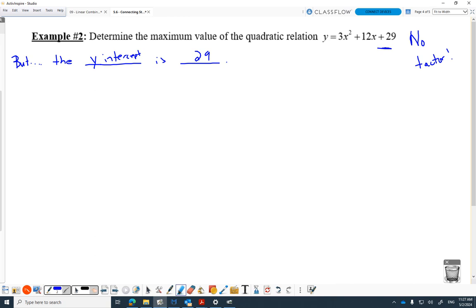So, Destiny, say it again. She might have found the mistake here. What? Yeah, she's like, this opens upwards. Maximum value? No, it must be a minimum value. So whoever typed this up, it may have been me, I don't remember, went a little fast there. We'll be more careful on a test.